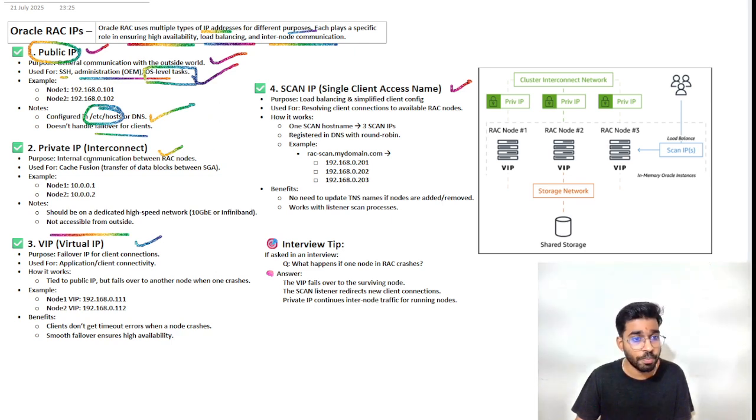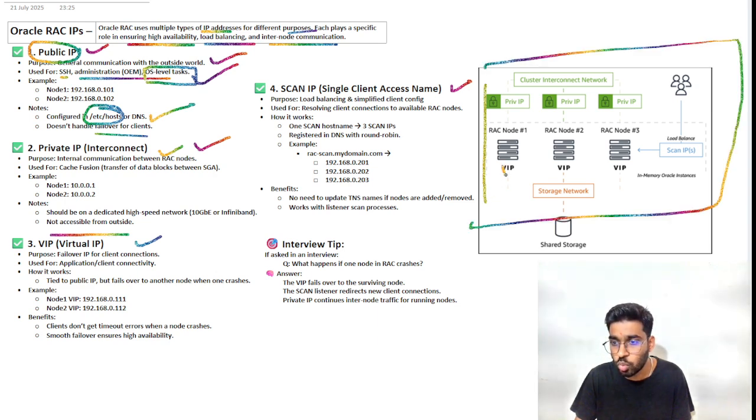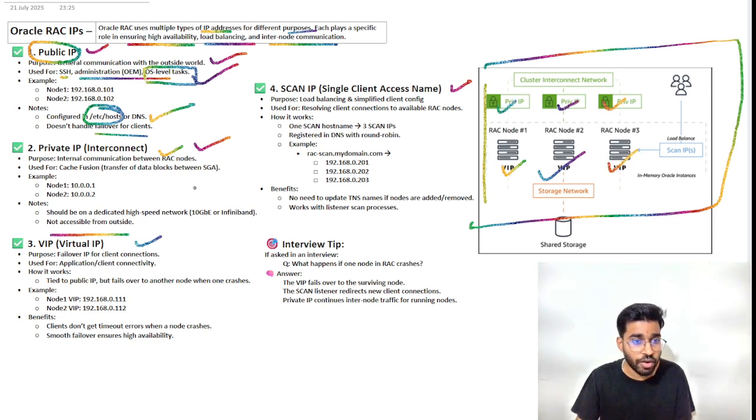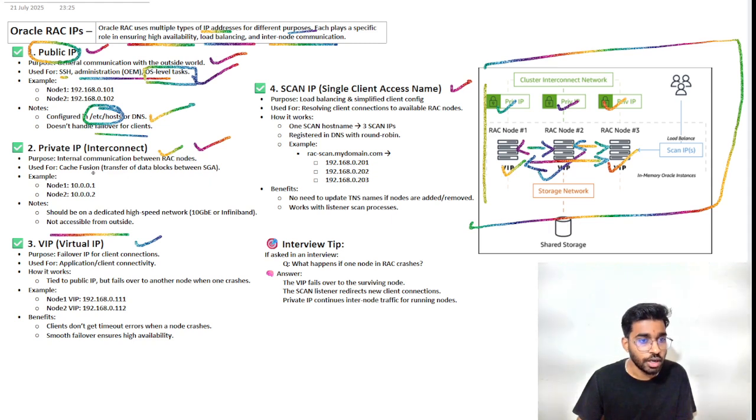Next we see the private IP. What is this private IP? Suppose we have a 3 node setup here: node 1, node 2, node 3, and for each node we have a private IP. This private IP is responsible for internal communication between the nodes.